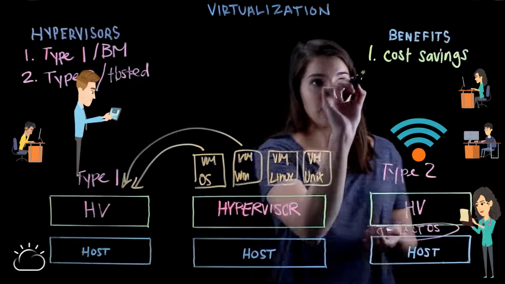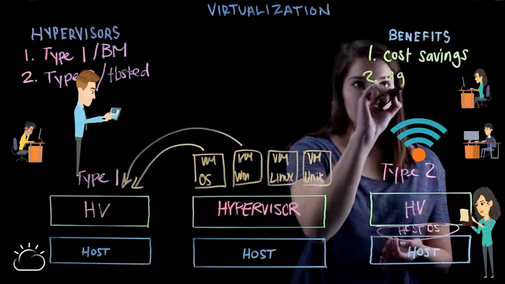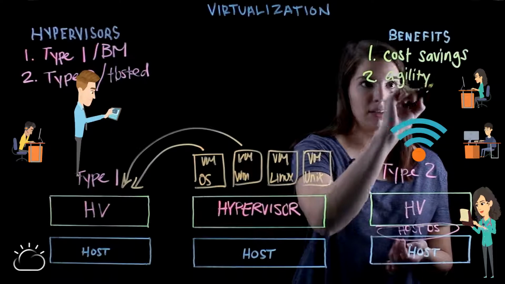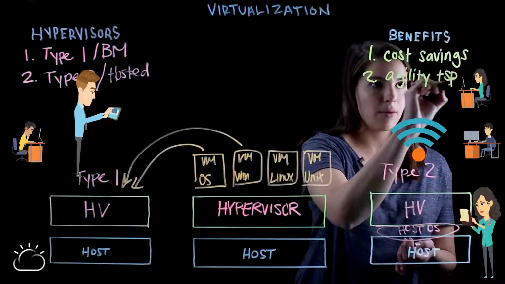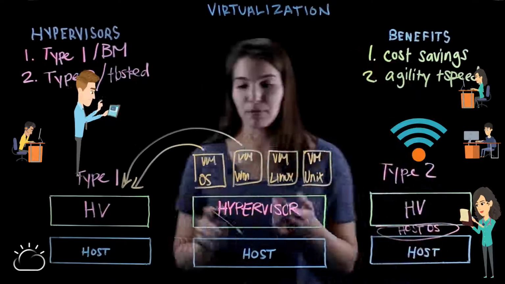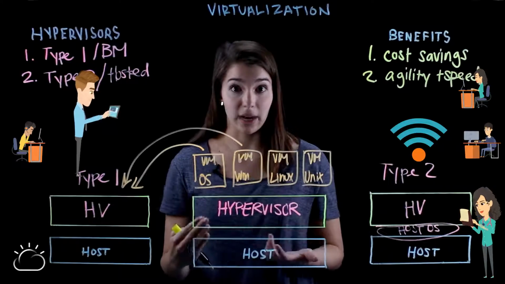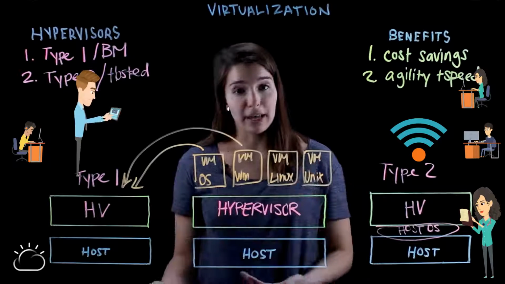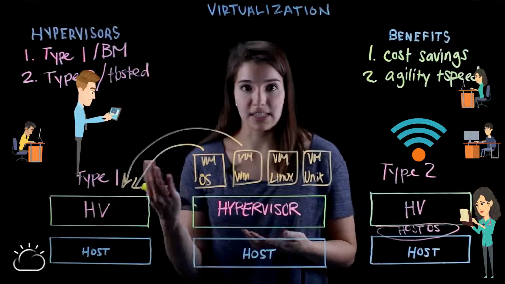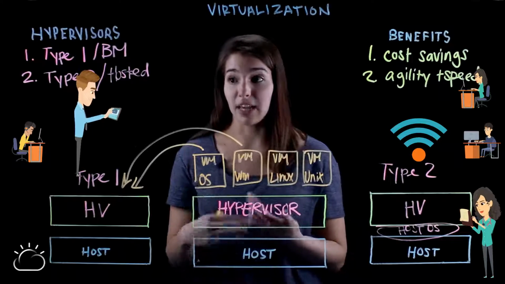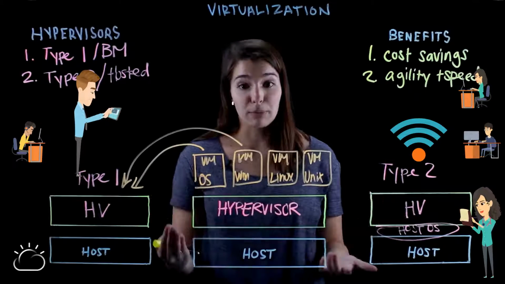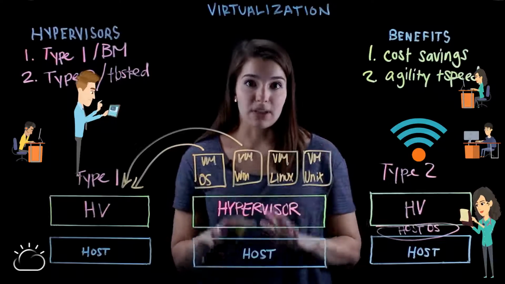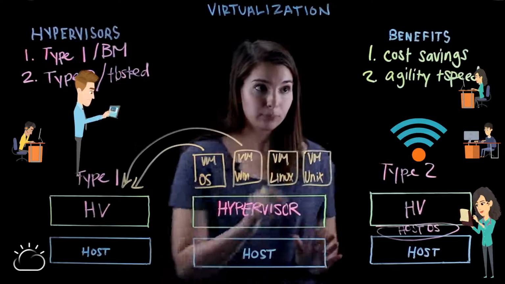Number two would be agility and speed. Like I said, spinning up a virtual machine is relatively easy and quick. It's a lot more simple than provisioning an entire new environment for your developers if they say they want to spin up a new environment so that they can run a dev test scenario, whatever it might be. Virtualization makes that process a lot simpler and quicker.